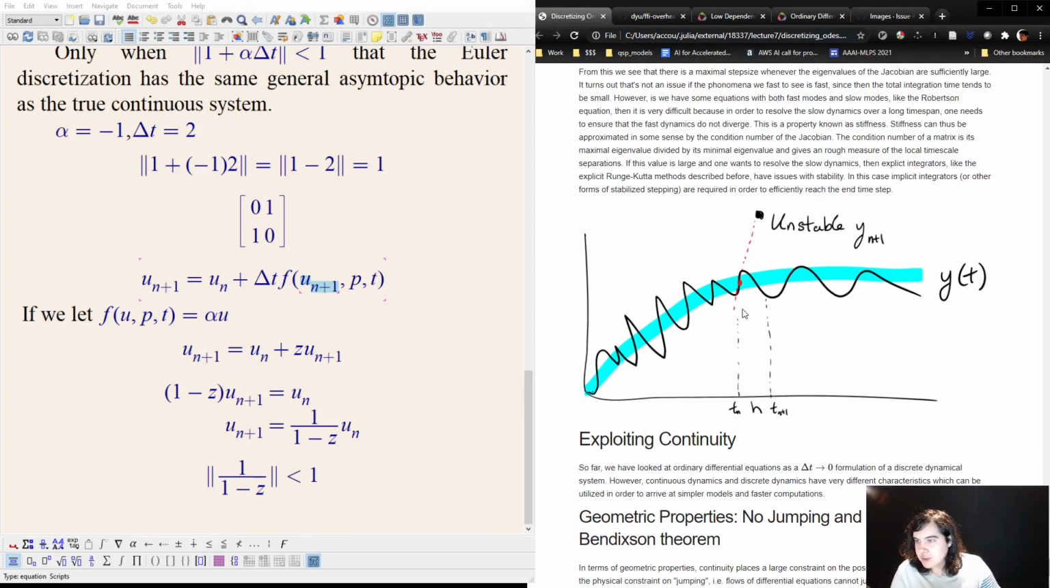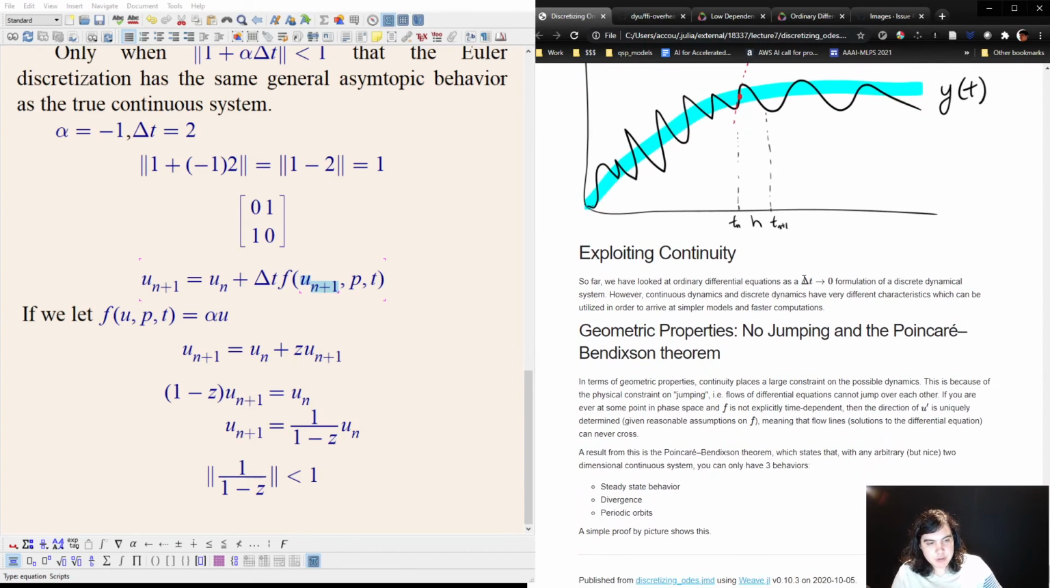But it has a different cost. Instead of just being f-calls, now you have to do an entire Newton's method. So is that going to be worth it? Well, it completely depends on the equation. So I think this is where we'll end this lecture. That is the basics of discretizing ordinary differential equations.